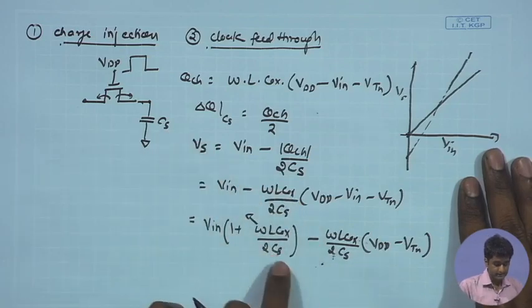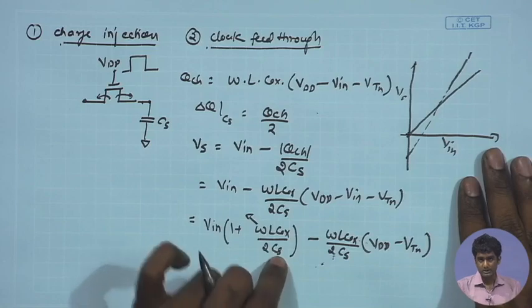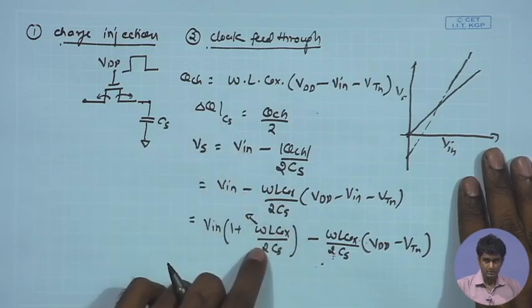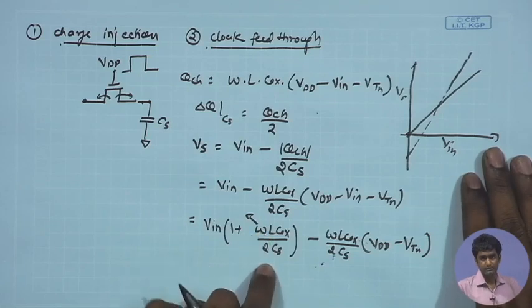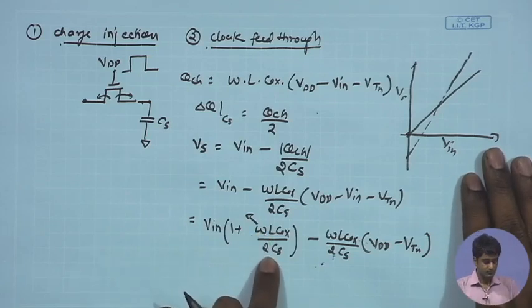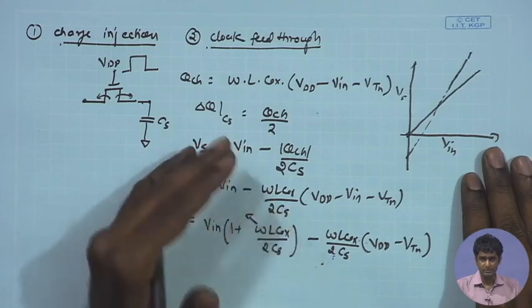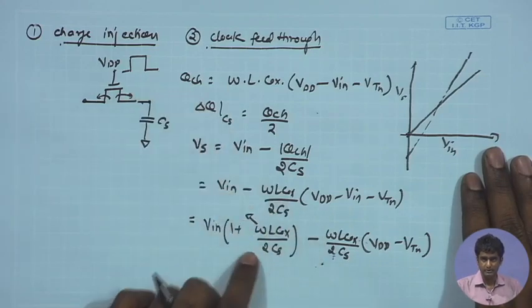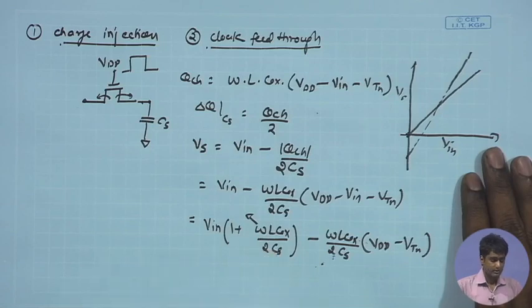And the CS, if I want this error to be sufficiently small, CS must be sufficiently larger than this. So for example, if I am talking about high precision, say 1% or better precision, then of course I would like this to be at least several hundreds of femtofarad.